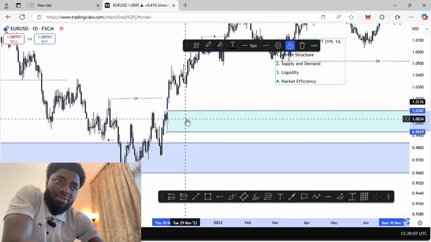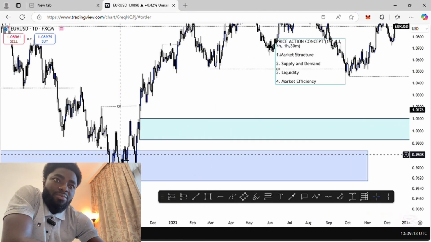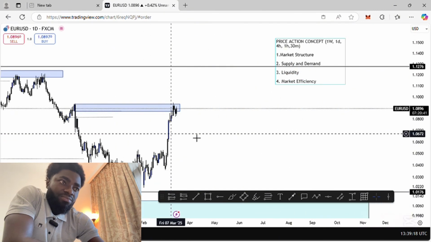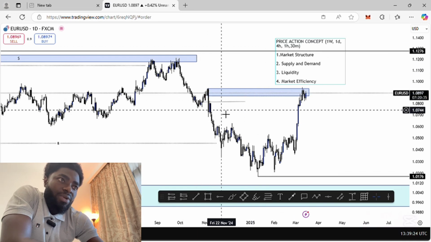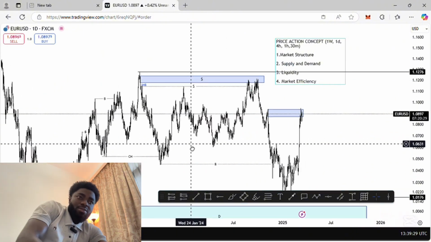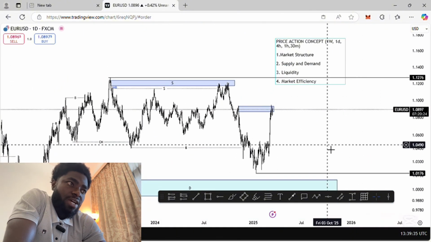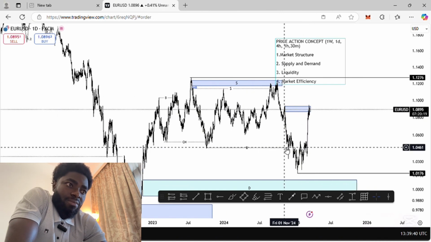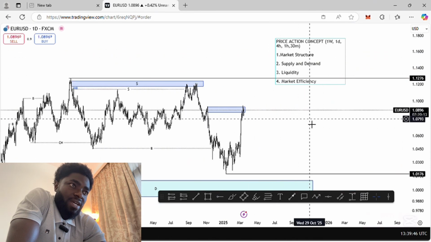But first of all, we should just focus on what can happen here. If we break it, here will be our last demand zone. So this is what we are looking for. We don't want to be predictive. We just want to react to price action and obey the market structure. We don't want to just be predicting out of our own mind without considering the price action concept.